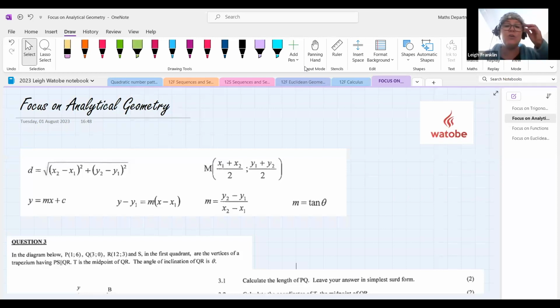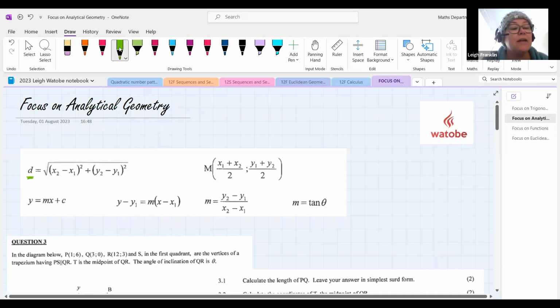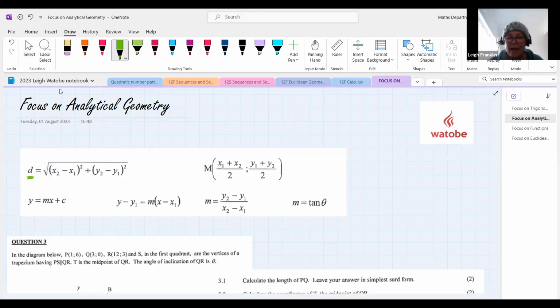Okay, all right, so let's jump in. Our formulae for analytical geometry. The first formula is our distance formula. So that's this one over here. That helps us to calculate the distance or the length of a diagonal line.